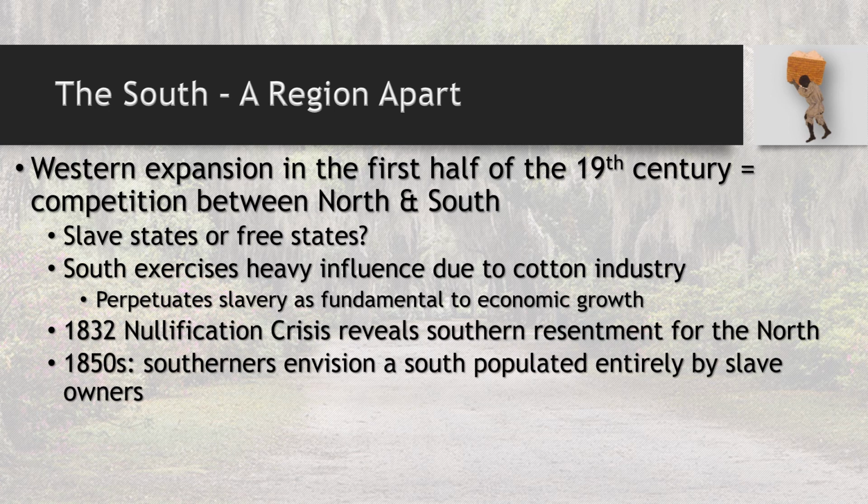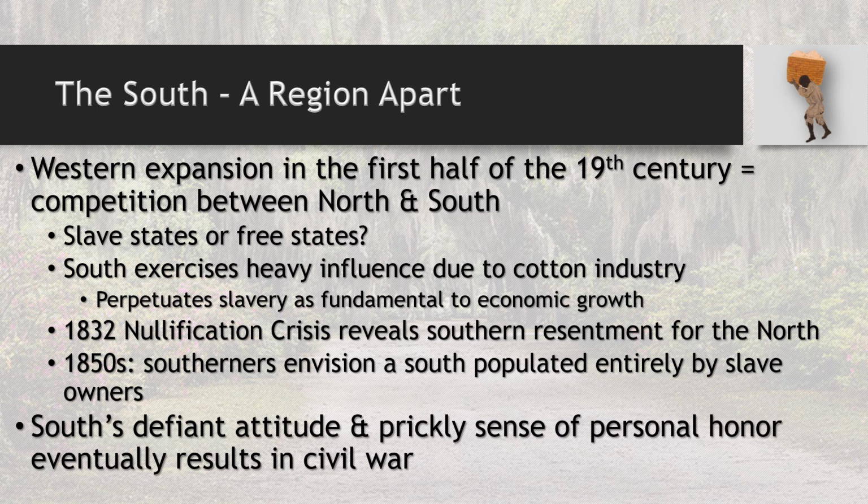And so in the 1850s, on the dawn of the Civil War, a decade out from it, the Southerners begin to envision that the South is going to be populated entirely by slave owners. And if we continue to expand westward, then this Missouri Compromise that we've already discussed is going to continue all the way out west. So their entire image, if we get to the other side of the continent here, is to have the entirety of the South, including the Southwest, populated by slave owners.